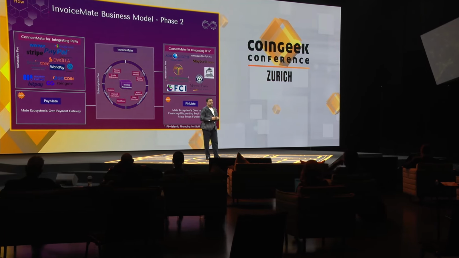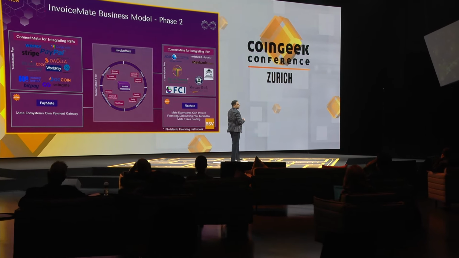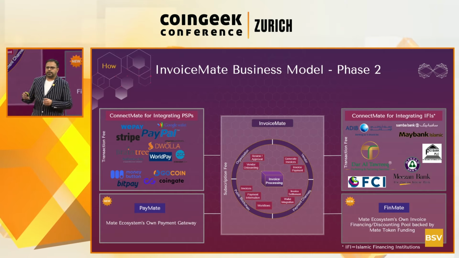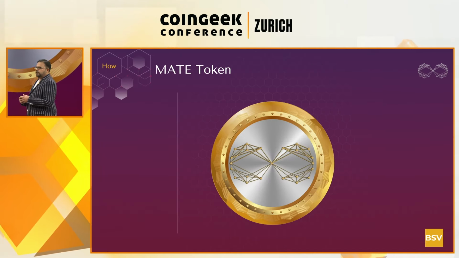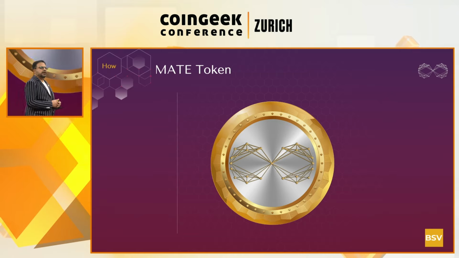So currently, it is in the space of integration. But moving forward, the vision is to have our own PayMate as payment service provider, and on the other side, FinMate as our own liquidity pool for funding the invoice financing clients. This is going to be through the Mate token. It will be the first Sharia-compliant, Islamic rules-based token.